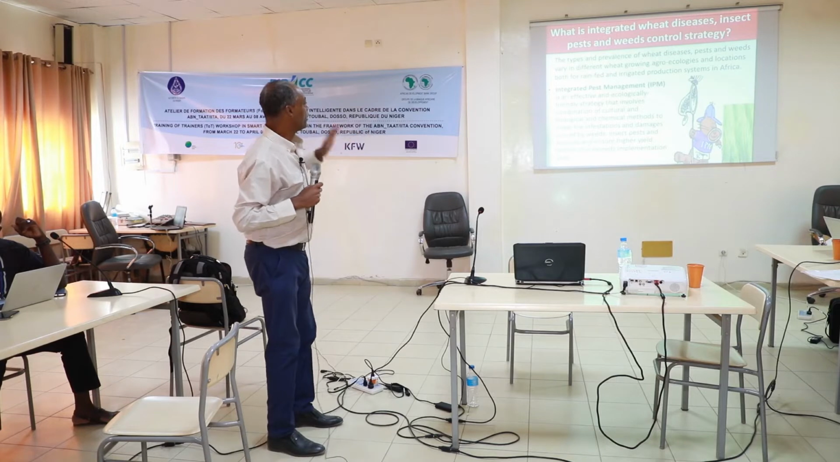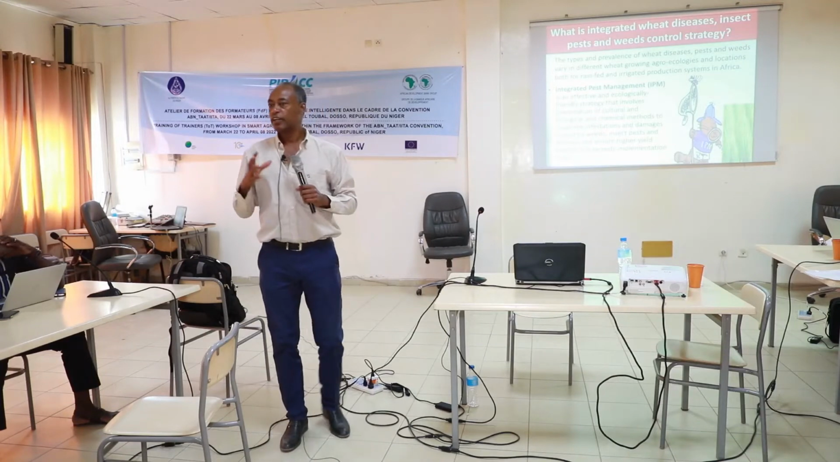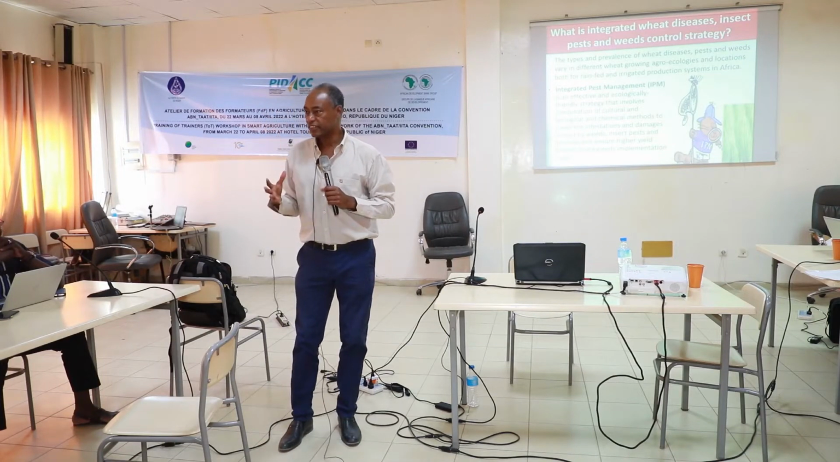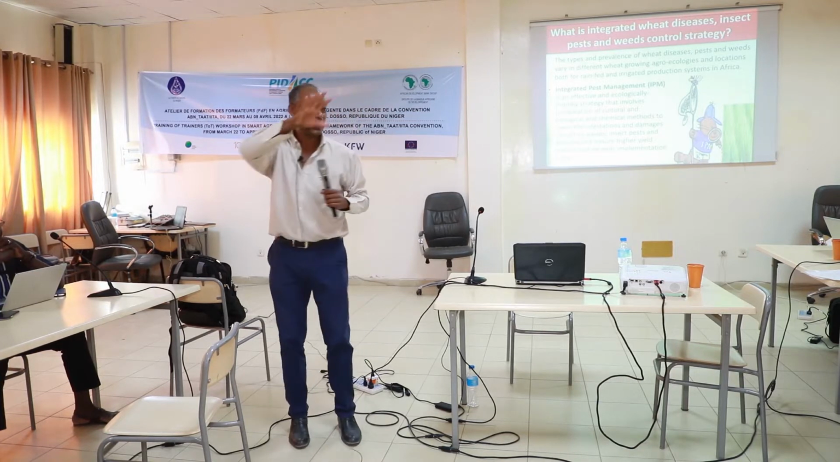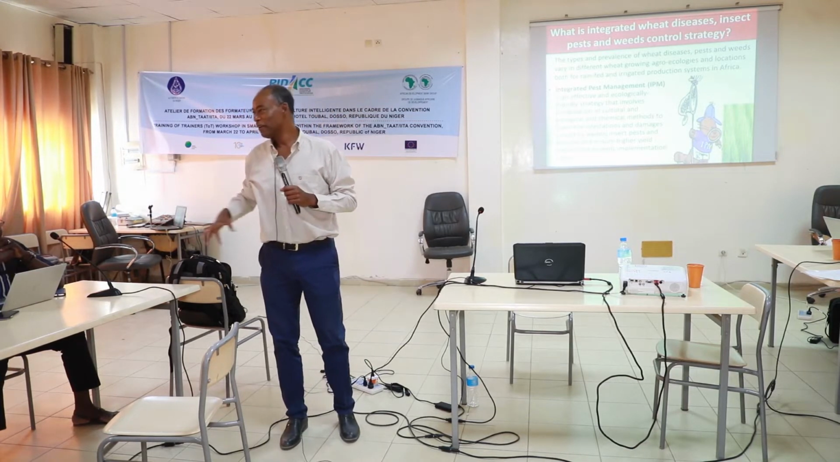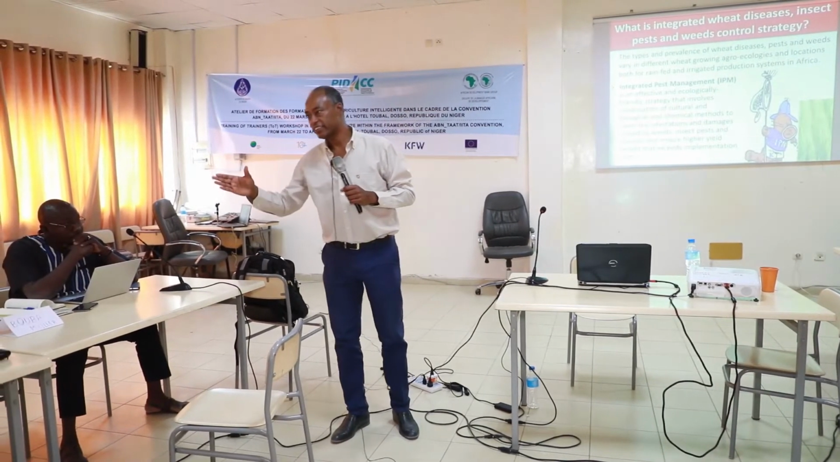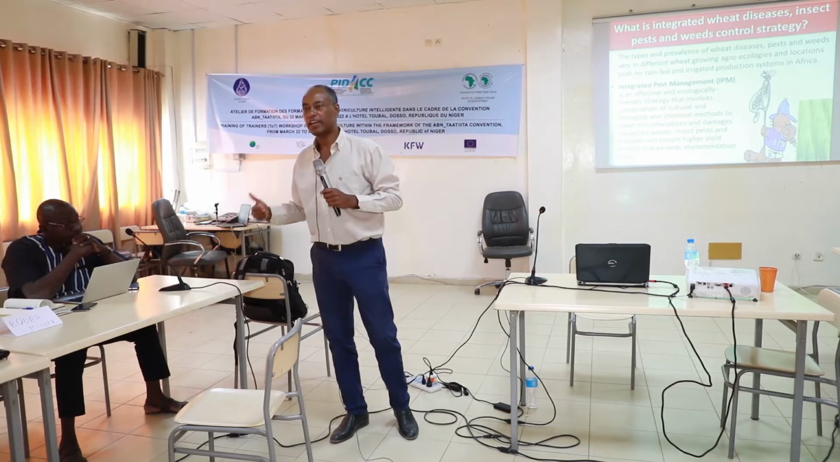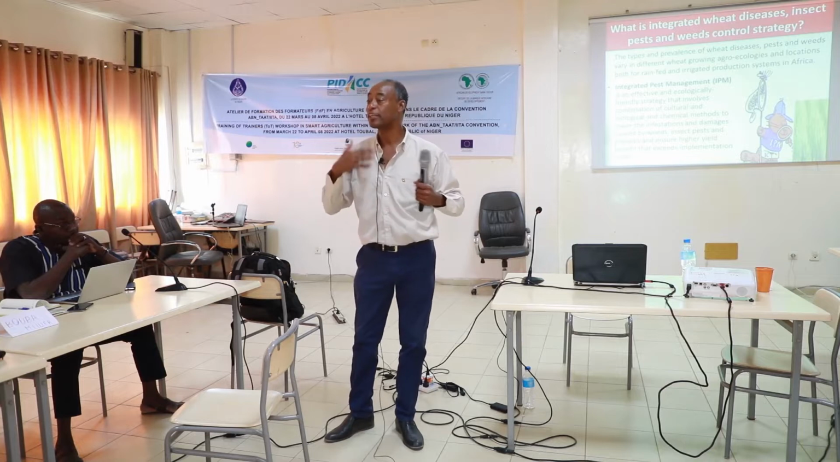So the type and prevalence of wheat disease, pests and weeds vary in different growing agroecologies and locations, both for rain-fed and irrigated wheat systems. The wheat disease is not like COVID. COVID is happening all over, in every place at the same time, yeah? But wheat disease in the irrigated and in the rain-fed areas, in the highland and lowland, they vary in terms of intensity.